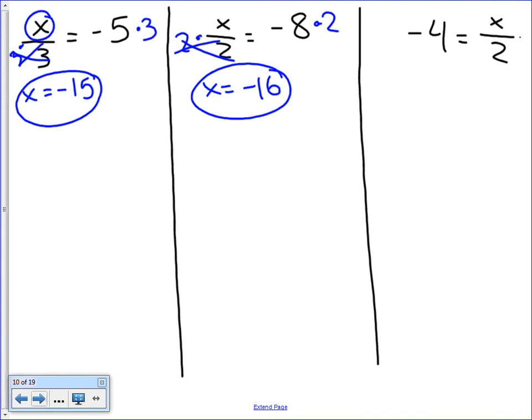And the last one, isolate the x, get rid of that 2, multiply by 2 on both sides. The 2's will cancel. And I have x on the right, and 2 times negative 4 is negative 8. So x equals negative 8.